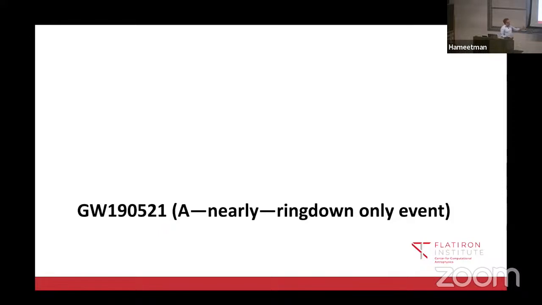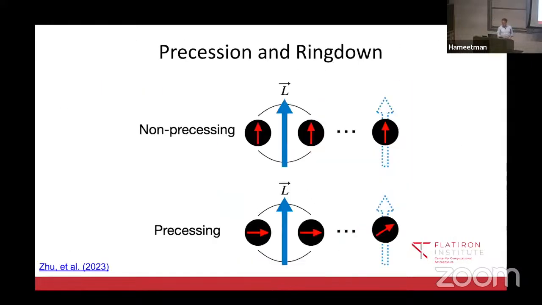A good choice to do this again is the signal GW190521, the most massive signal that LIGO has seen. This signal is almost all ringdown. There's very little inspiral to it. But it has a complication.